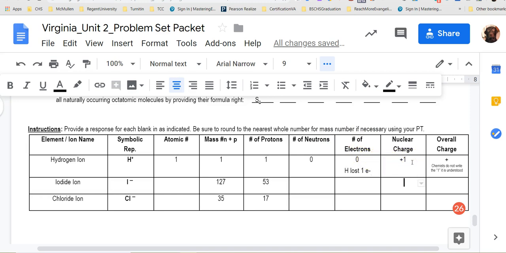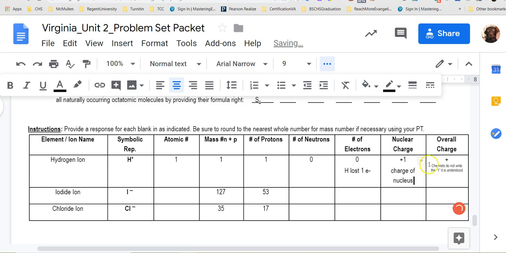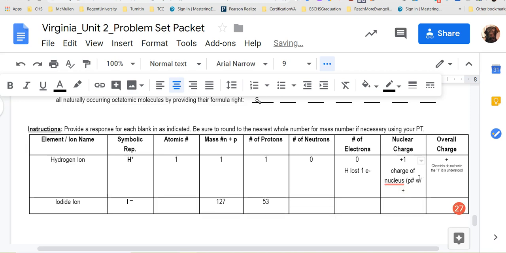The nuclear charge is different than the overall charge. It's the charge of the nucleus. Okay, and what that means here is everything that has charge in the nucleus. So the neutrons and the protons are in the nucleus, and the only thing that has charge in the nucleus are the protons. So it's the proton number with a plus sign added to it.